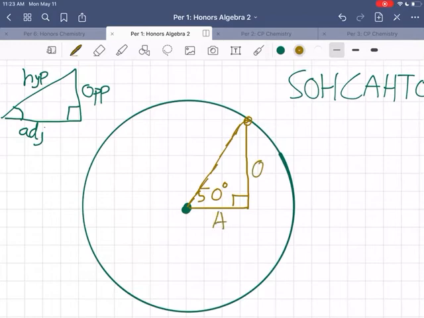Well, let's assume that this is the unit circle. So what that means is, again, that this length here, from here to here, is a length of 1. But what that also means is that this from here to here is a length of 1, because those are both just the radius.